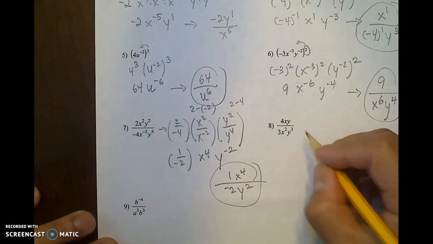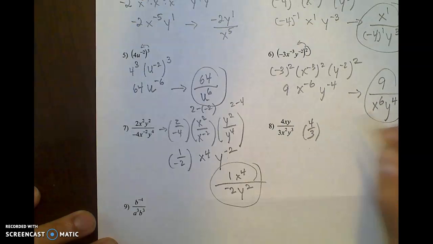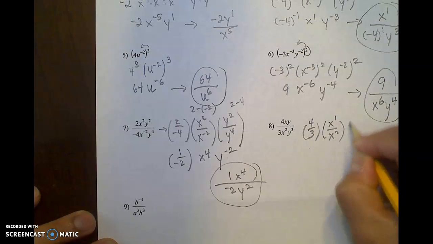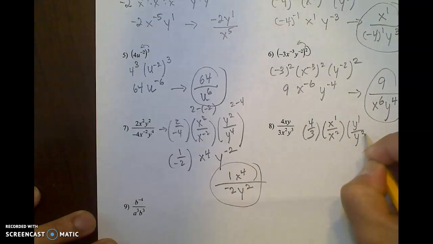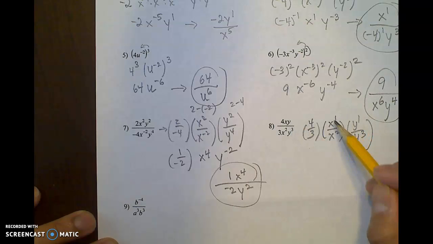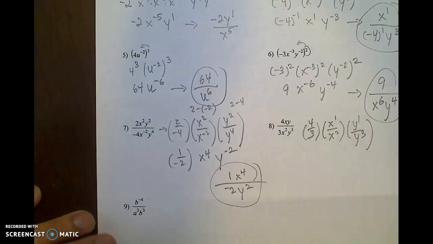Number 8, breaking it up: coefficients, x's, y's. Now you notice that with the x and the y up in the numerator, I put 1 as an exponent. Again, if you do not see an exponent, a 1 is to be assumed there. It's not 0, it's 1.